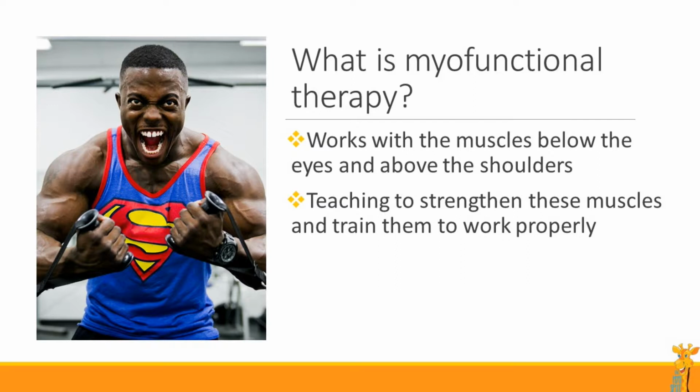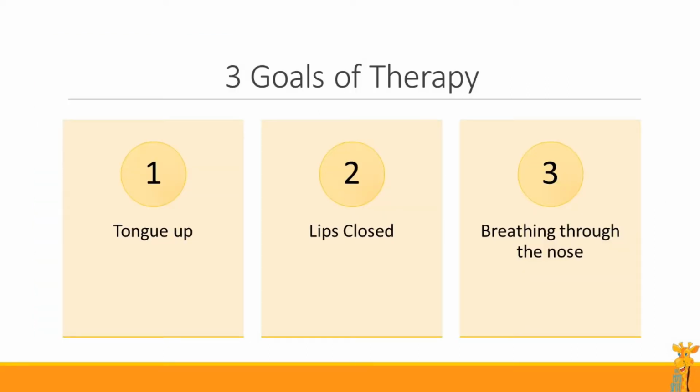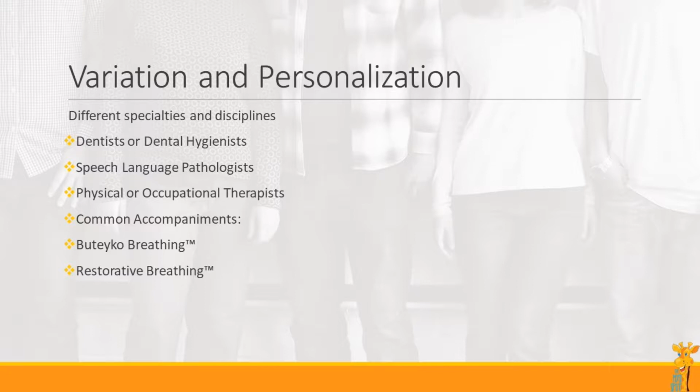In myofunctional therapy, exercises go from isolating and strengthening the muscles to proper coordination and daily life integration. When patients complete the program, they should have established the three goals of myofunctional therapy: tongue up, lips closed, breathing through the nose. Programs are personalized and vary from provider to provider, as a myofunctional therapist can be a hygienist, a speech-language pathologist, a physical therapist, or occupational therapist.